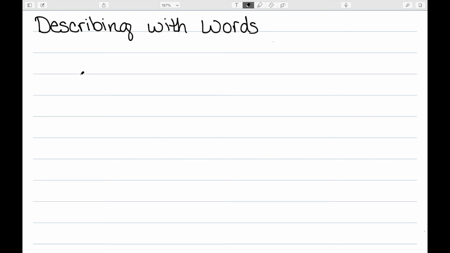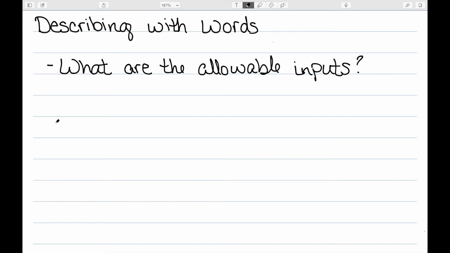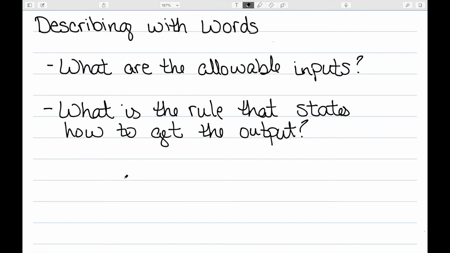In this video, I mainly want to talk about describing functions with words. When we try to describe a function with words, there are two things we need. The first thing we need to know is what are the allowable inputs? What is it that we can put into our function? The second thing, what is the rule that states how to get the output? So we need to know what we're allowed to input and then what is the rule.